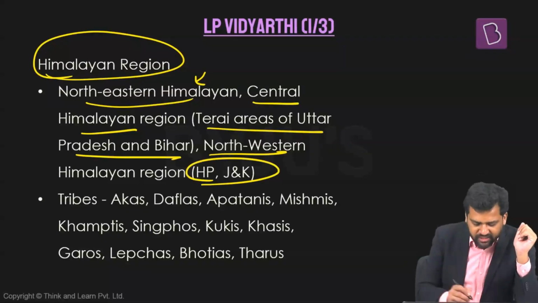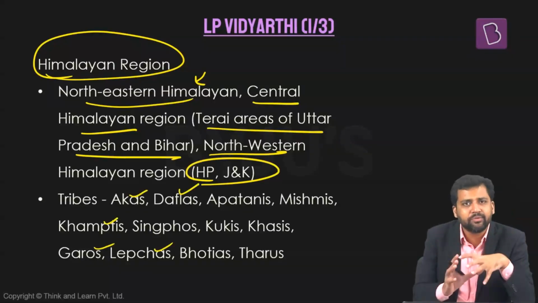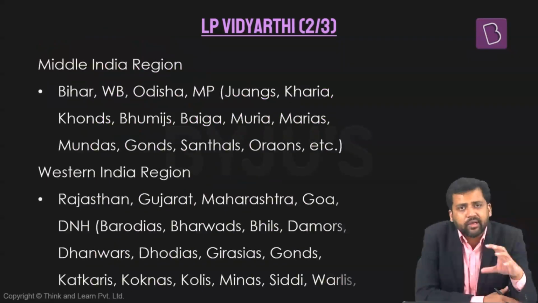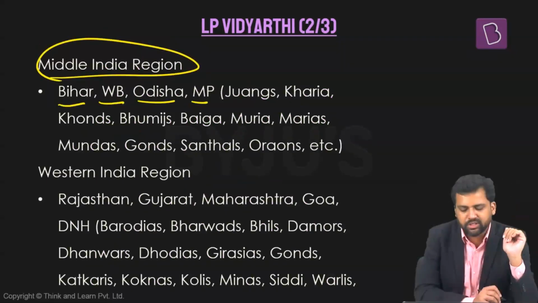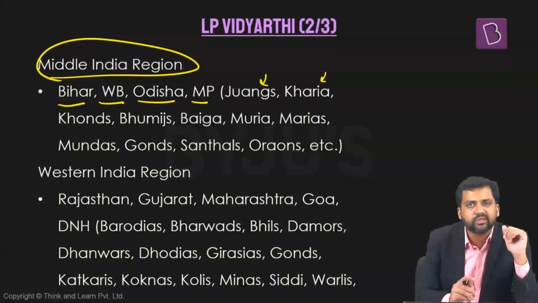Which are some of these tribes? Kukis, Khasis, Khampis, Garos, Lepchas, Bhotias, Akas, Daflas, right? So these are all tribes who are in the Himalayan region. Then comes the tribes in the middle India region. Bihar, West Bengal, Odisha, Madhya Pradesh. Juangs, Khonds, Gonds, Santals, Mundas, Baigas. Right? So these are the tribes who are in the central part of India.